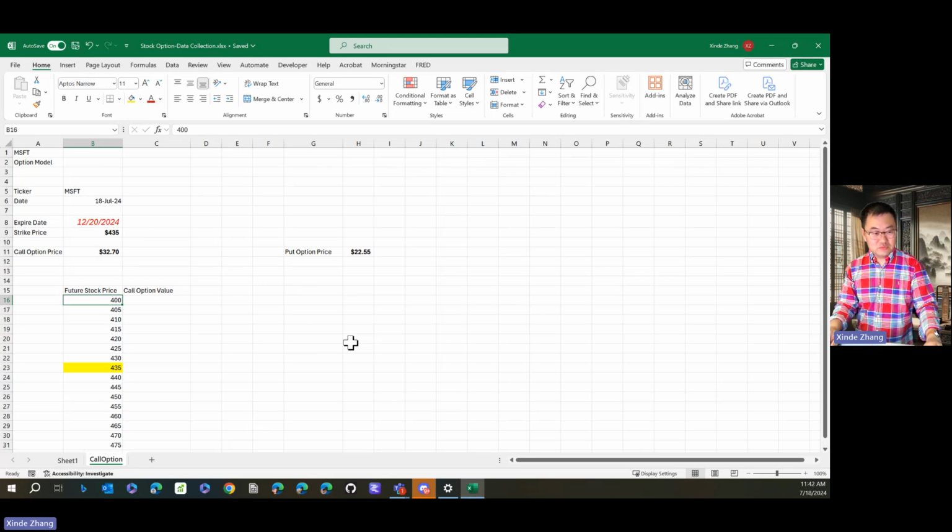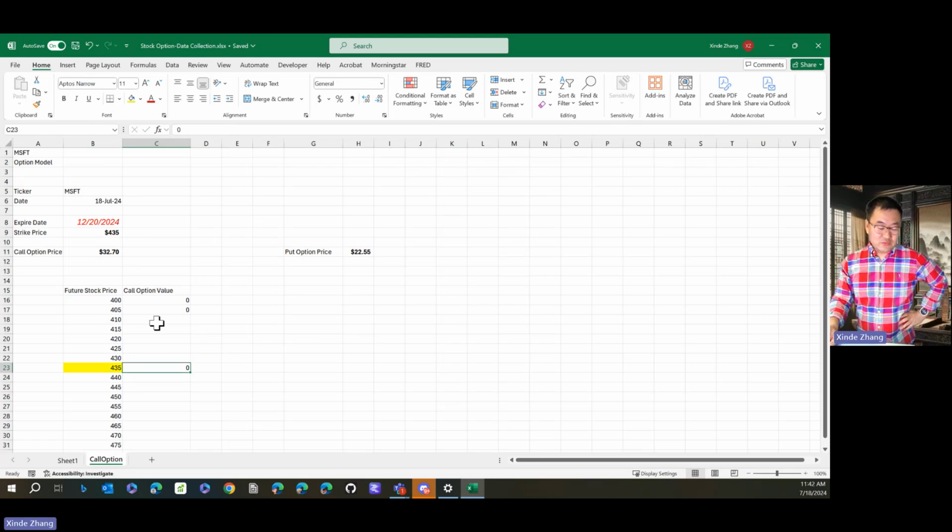So we're not going to use this call option. Let me say it one more time, okay? Because we can buy the real stock cheaper, we will not exercise the call option to buy the stock. Therefore, at the date of December 20th, if the stock price is 400, this call option has 0 value because we're not going to be able to use it. Same thing applies to 405 until 435, right?